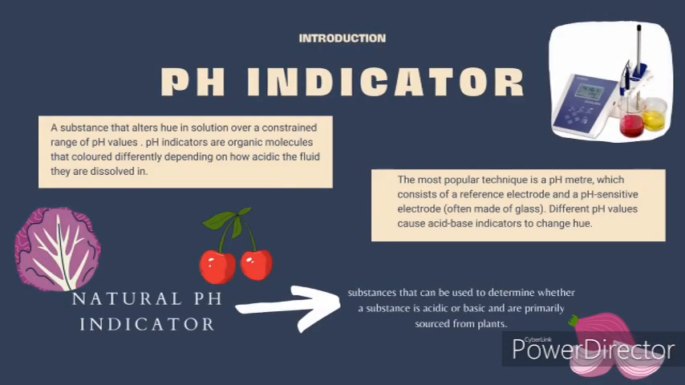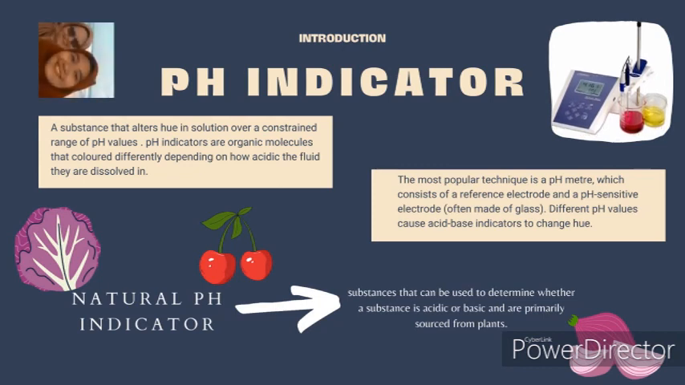A pH indicator is a substance that alters hue in solution over a constrained range of pH values. pH indicators are organic molecules that color differently depending on how acidic the fluid they are dissolved in is. The most popular technique is as shown above, which is a pH meter. It consists of a reference electrode and a pH sensitive electrode. The different pH values cause the acid-base indicator to change hue.